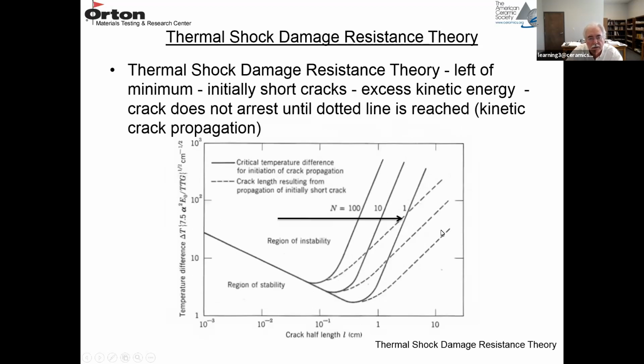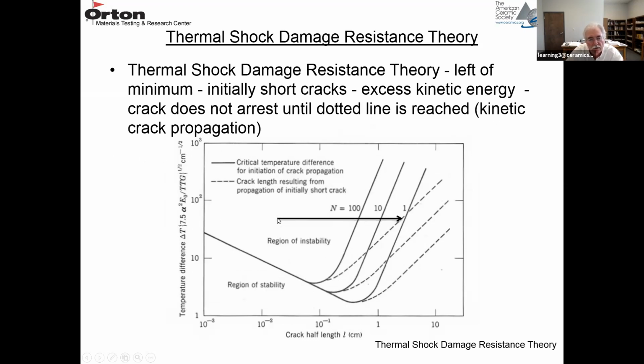So let's look at the different conditions. If you're to the left of this minimum in the curve, you're going to have an initially short crack. So that crack is going to have excess kinetic energy, so it doesn't arrest until it hits the dotted line, and that's called kinetic crack propagation.